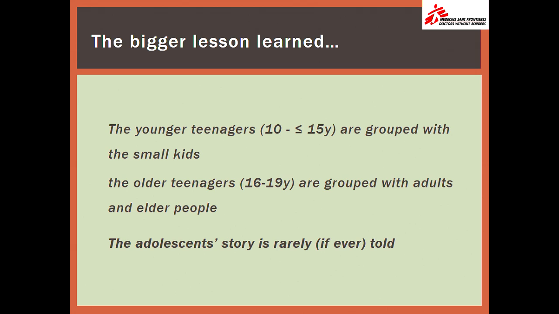And of course, I think now Catherine showed us that, when we look at data, you see that younger teenagers, 10 to 15 years old, are grouped with kids, and then you have the older teenagers, 15 to 19, which are grouped with adults and elder people. And very often we felt that the adolescent story was actually never told.